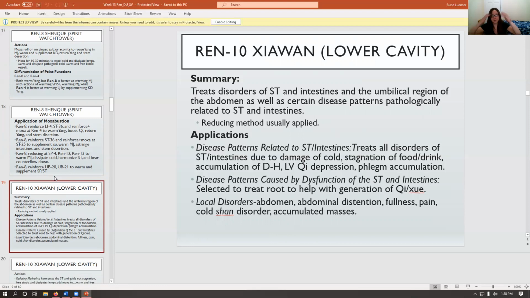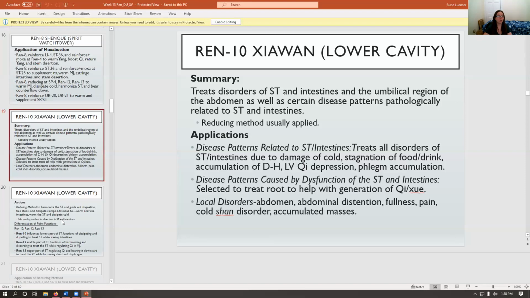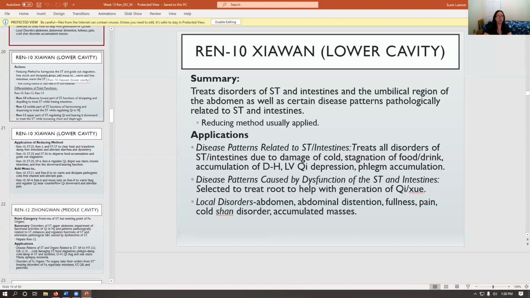Stop that. All right, so yes, this can be used as a root point to help with the stomach. But it can also be a branch point, you could think of it almost as a local point, considering where it is. And then we can use it for local disorders of the channel. So it can even be used for cold shan disorder or masses, depending on location.